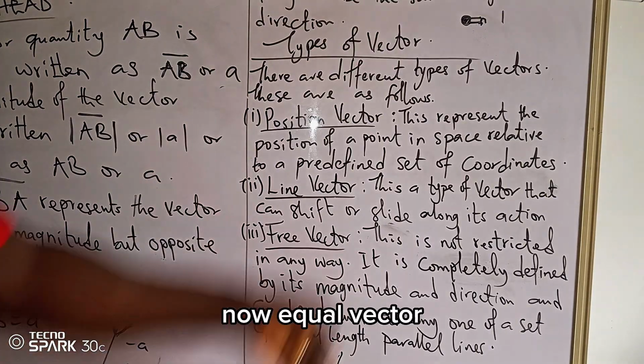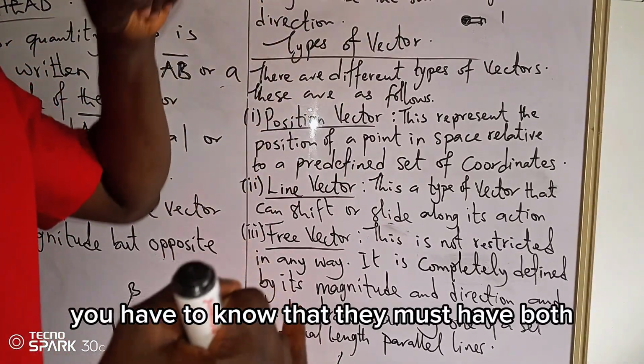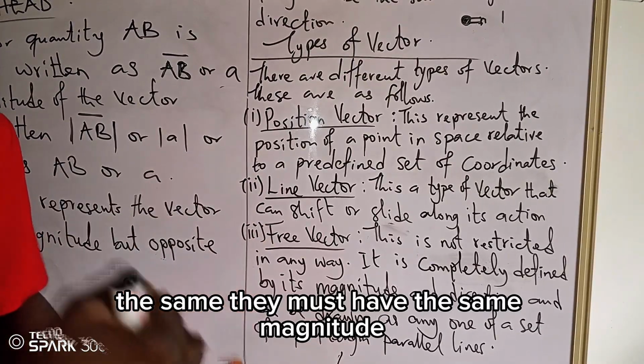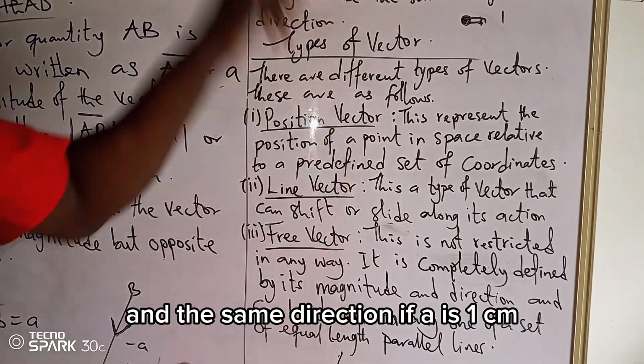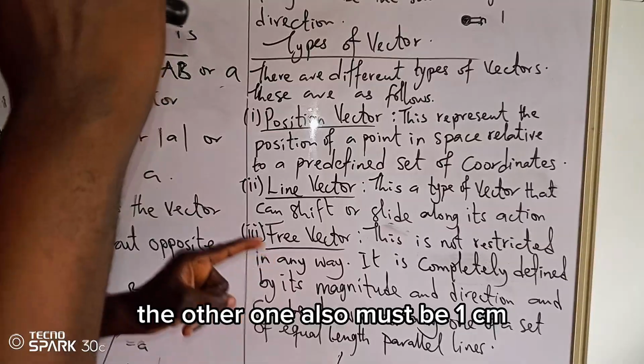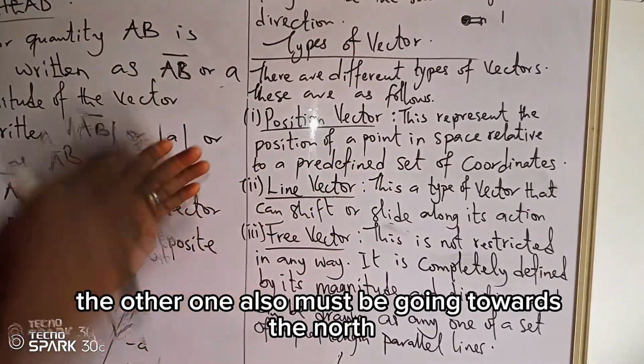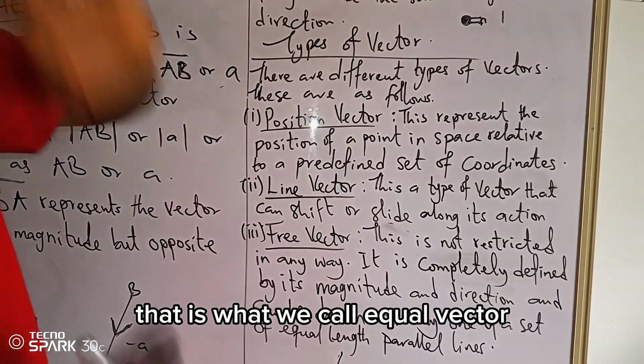Now, equal vector, you have to know that they must have the same magnitude and the same direction. If A is 1 centimeter, the other one too must be 1 centimeter. If A is going towards north, the other one too must be going towards the north. That is what we call equal vector.